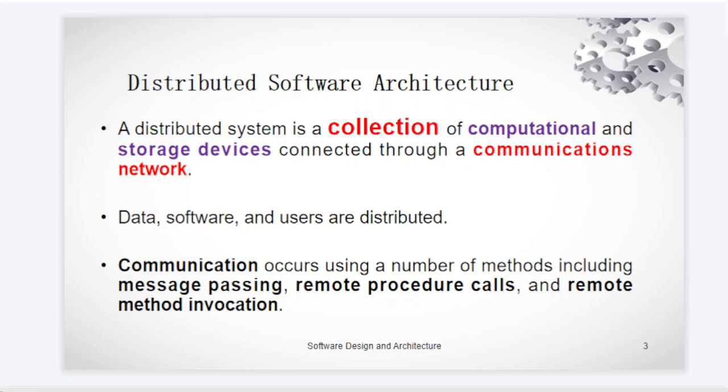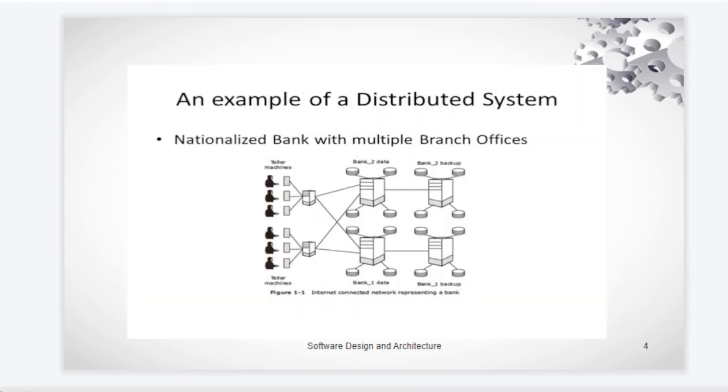Data, software and users are distributed. Communication occurs using a number of methods including message passing, remote procedure calls and remote method invocation included in distributed software architecture. An example of a distributed system is a nationalized bank with multiple branch offices. You can see this in the picture.